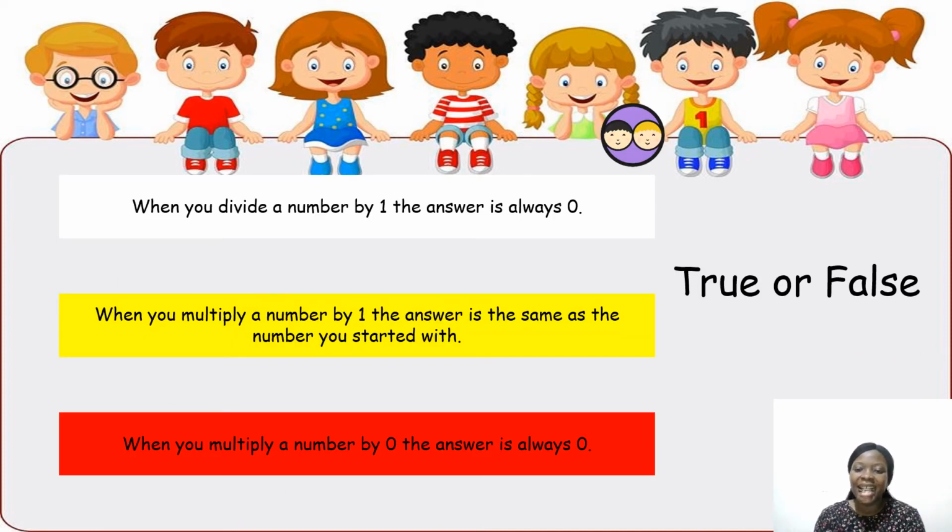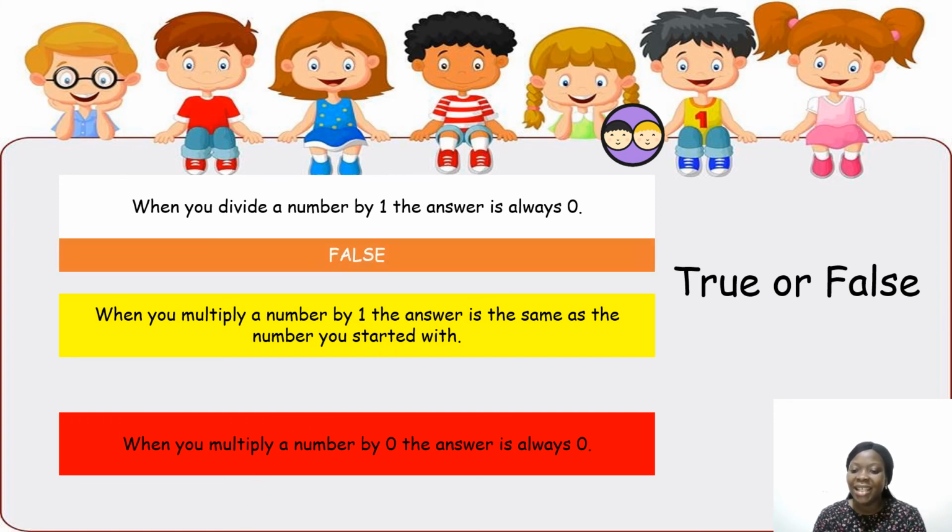Let's move on. Now, I want you to answer these true or false questions. When I read out the question, you scream if it is true or false, and then see if you answered correctly. When you divide a number by 1, the answer is always 0, true or false? Did you check true? Did you check false? The answer is false. When we divide a number by 1, the answer is not 0. So it is false. Now the next one.